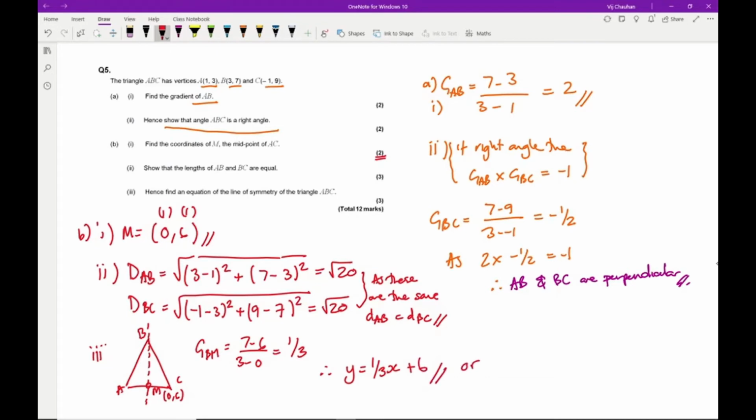You could easily have the equation as 3y equals x plus 18, which gives you the exact same answer. It's entirely up to you how you want to write your answer, but both would be accepted. Also, if you want to make it equal to 0, there's no specification in the question that tells you how to write your answer, so as long as you've got some variation of what I've written on the screen, you're going to be absolutely fine.